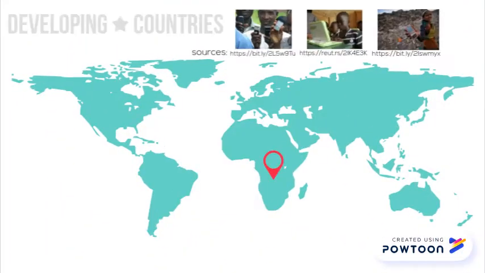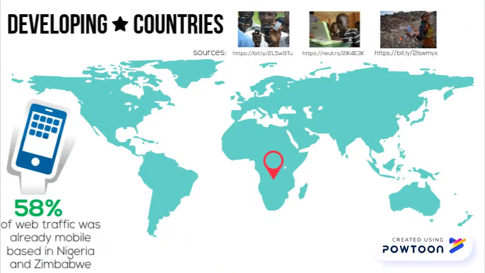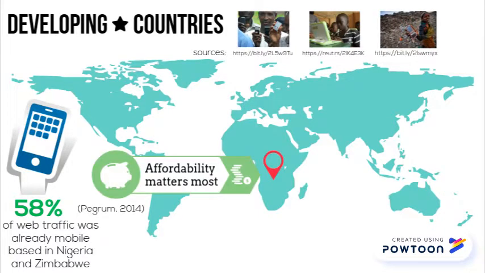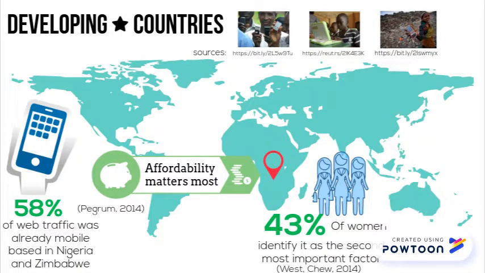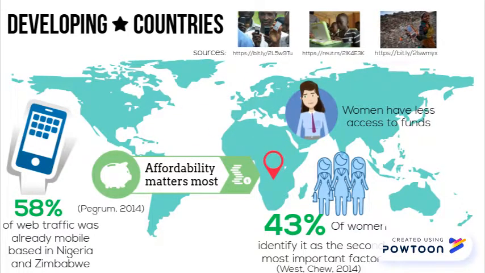The developing world. Although 58% of web traffic was already mobile-based in Nigeria and Zimbabwe, affordability is still what matters most in developing countries, especially among women, where 43% identified it as the second most important factor when choosing to read on a mobile device, compared to just one-third of men. This is due to women having less access to funds within developing countries.